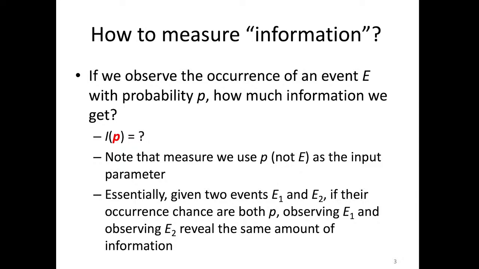So if you have two events E1 and E2 and their occurrence chances are both P, then observing E1 and observing E2 reveals the same amount of information. That's Shannon's idea.